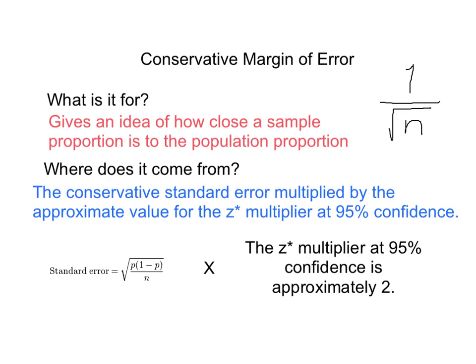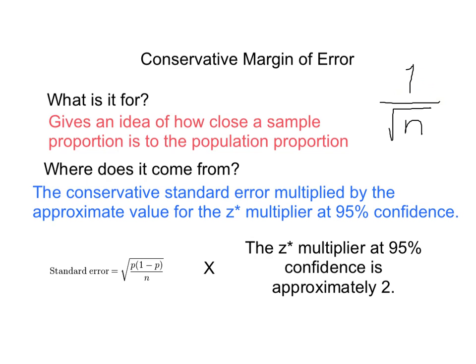Hey there, Stat200. Today I thought I'd make you a short video explaining the conservative margin of error, which, if you have already learned it, is 1 divided by the square root of n. So why are we using this margin of error? What is it for? You may remember from reading the notes that it basically gives you an idea of how close a sample proportion is to the population proportion.